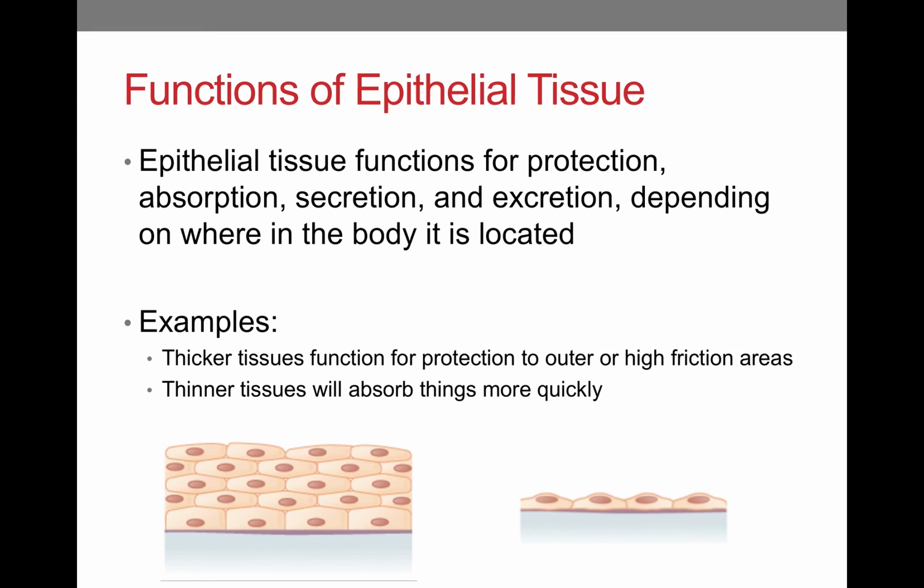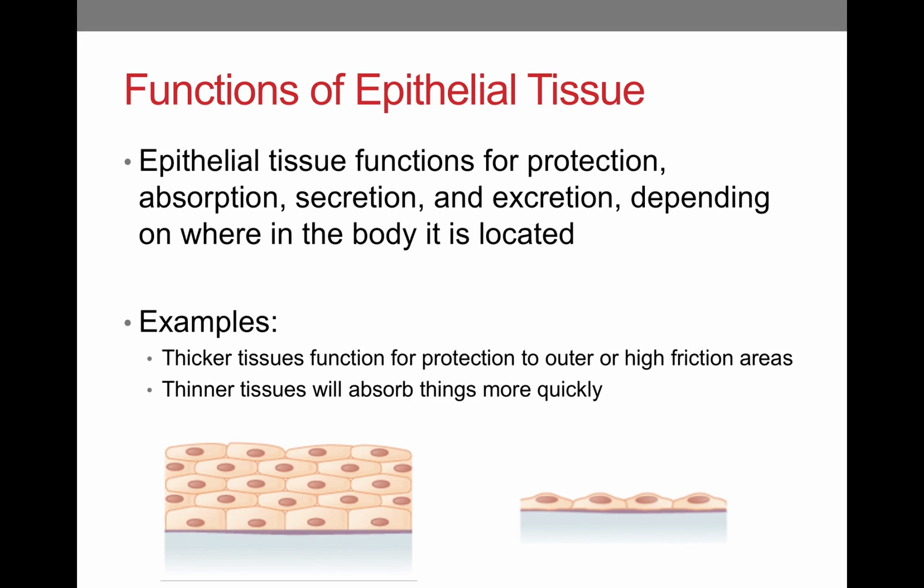So for example, we have a stratified squamous epithelium on the left and a simple squamous epithelium on the right. You can see it's the same approximate cell shape, but there are multiple layers in the stratified tissue on the left. Because this tissue is thicker, it's going to function for protection. The skin is made up of stratified squamous epithelium. Because there are so many layers, it's a good protective barrier.